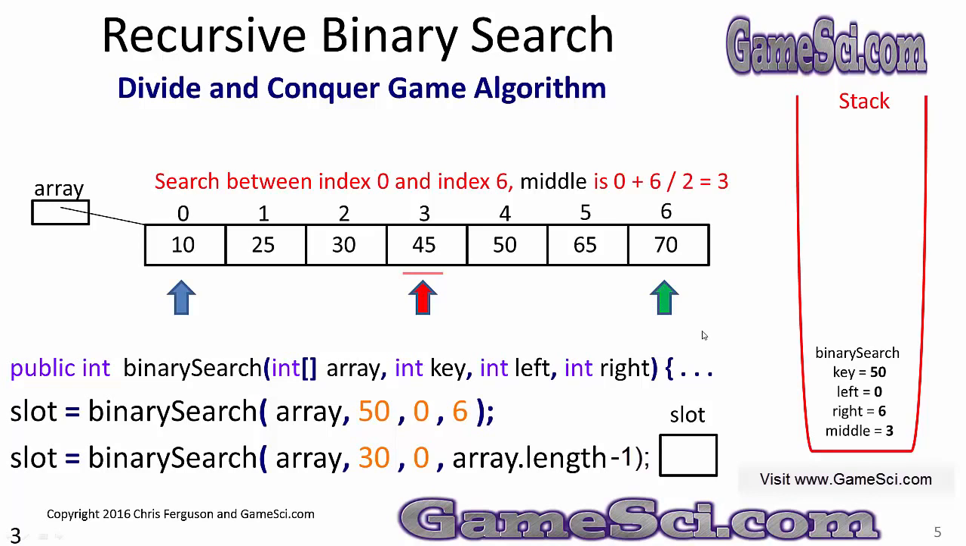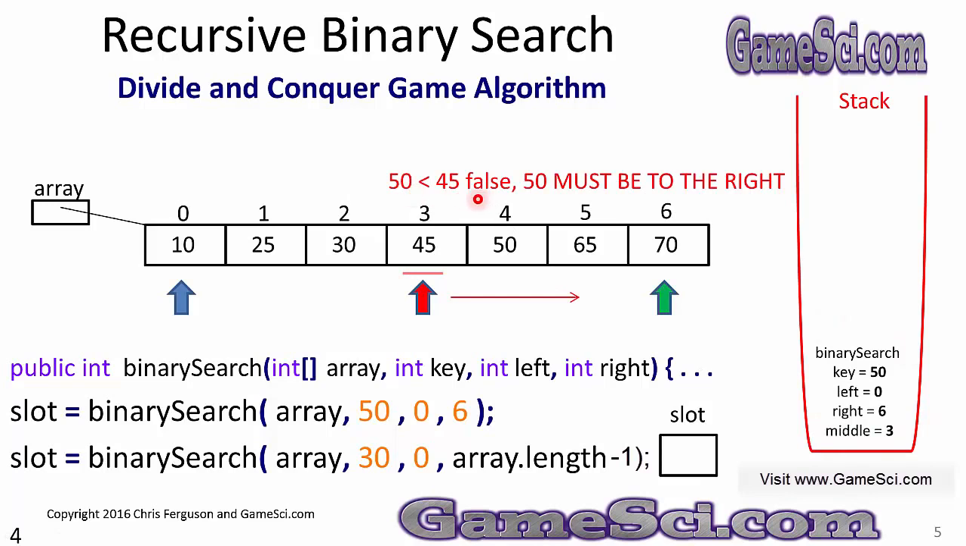Now look what got pushed onto the stack over here. The parameters and our variables got pushed onto it. Binary search was called. The key was 50, that's what we're looking for. The lower bound, or left, was set to 0. The upper bound, or right, is set to 6. That's why we got a 6 here. And then we calculated the middle, and the middle was calculated to be 3. We're storing all that information on the stack.